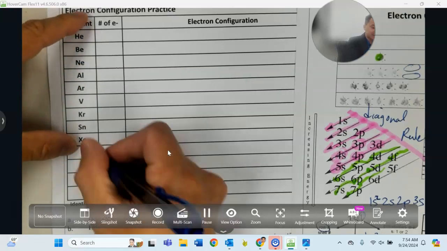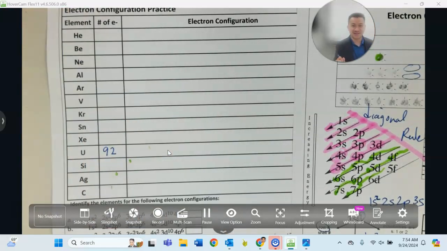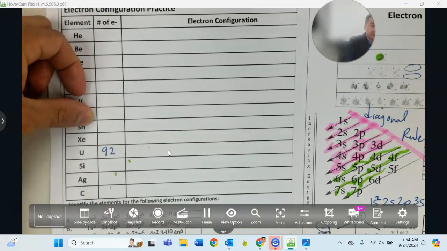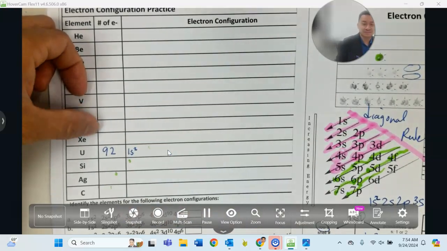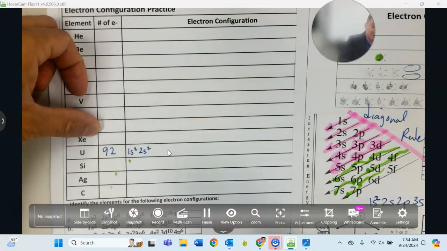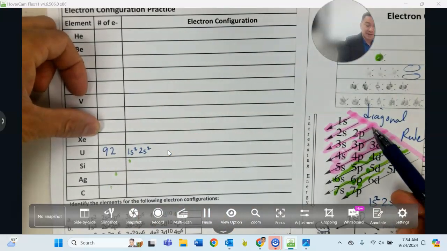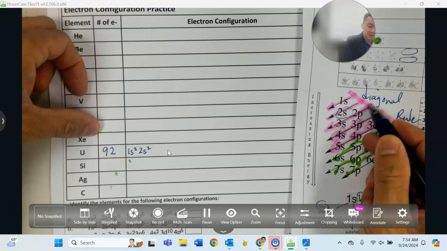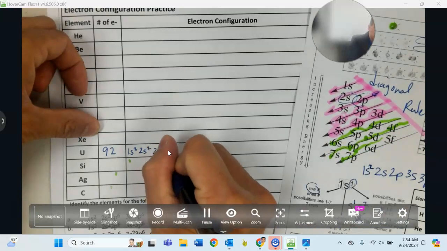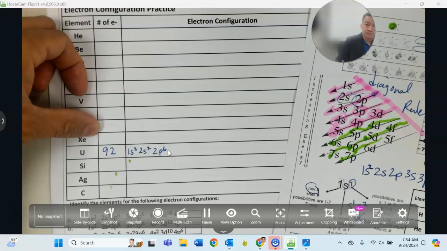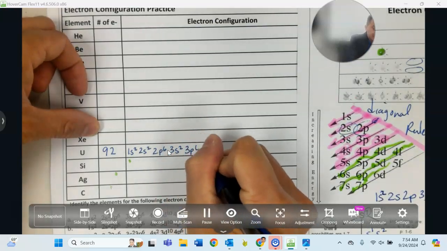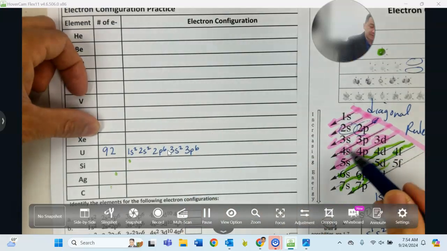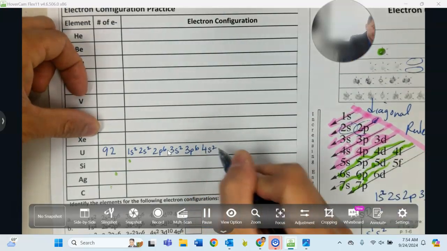So let's say for uranium, let's look, 92. That's a fun one. All right, here we go. We're not going to finish unless we start. 1s2. 90 left. 2s2. What's after 2s? Go back to the diagonal. 2p6. After 2p is 3s2. 3p6. And then after 3p is 4s2.